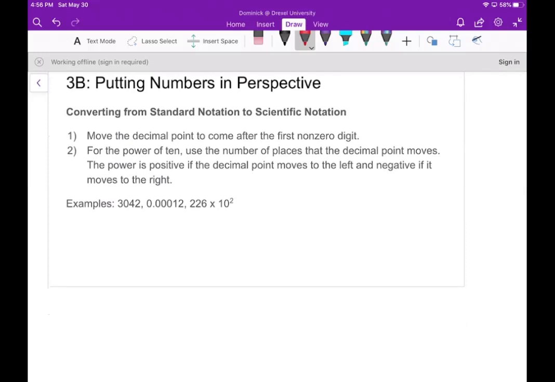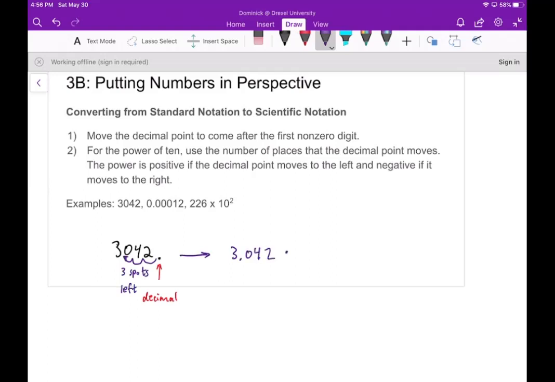So for example, let's look at 3042. Right now, the decimal's right here. If you don't see it, it's at the end. Now, if I want to move this so that it comes right after the first non-zero digit, I need to move it 1, 2, 3 spots to the left. And when I do that, the number would then be 3.042.